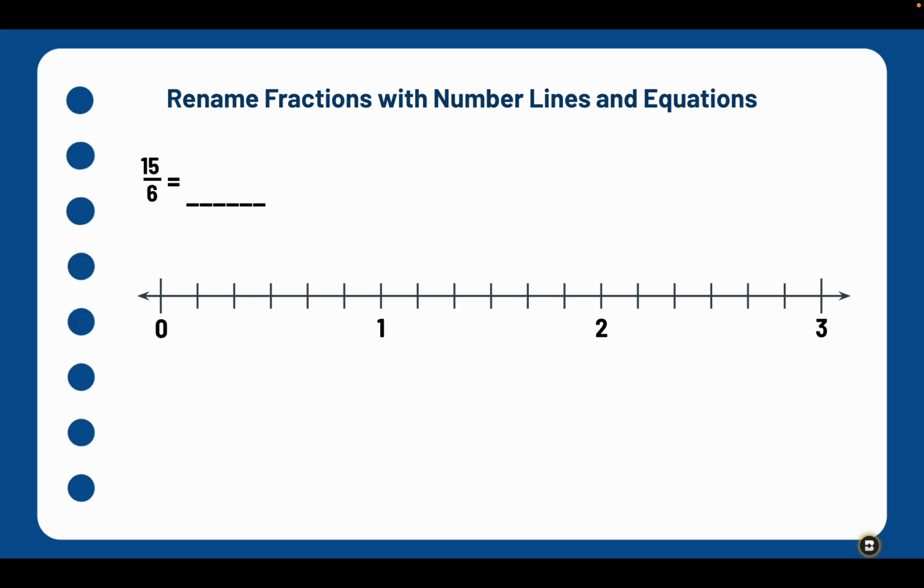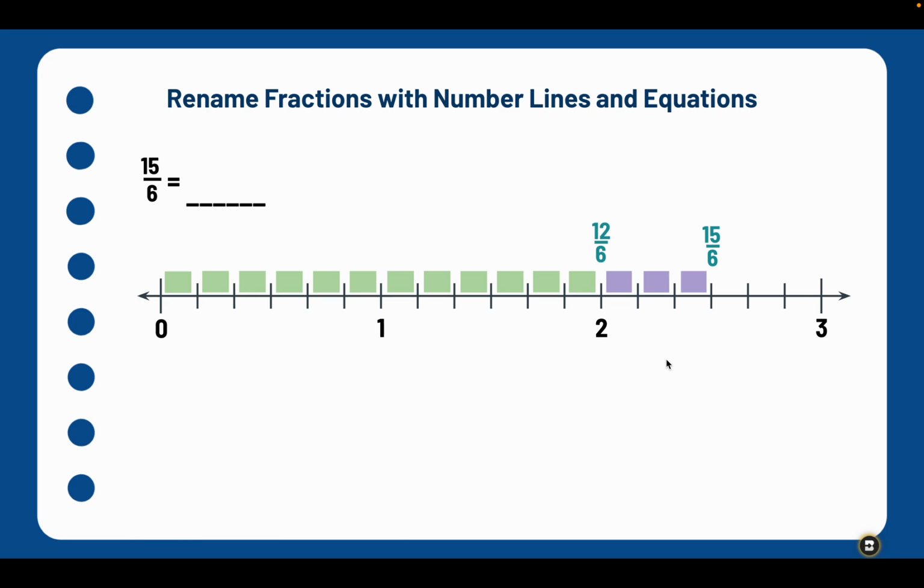We can partition our number line into 3 parts and then partition each whole number into sixths. Let's label 12/6 on the number line. 15/6 would be 3 jumps past that. 1, 2, 3. And now we shaded to show how we're decomposing 15/6 on the number line. Now let's write an equation to show our work so far.